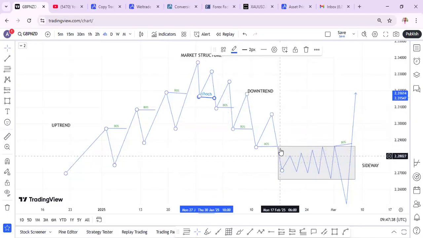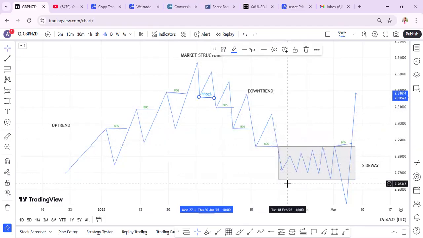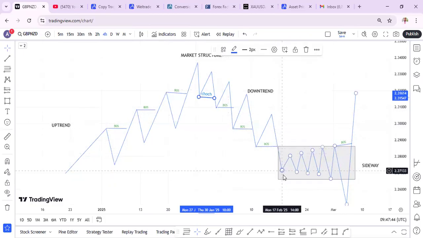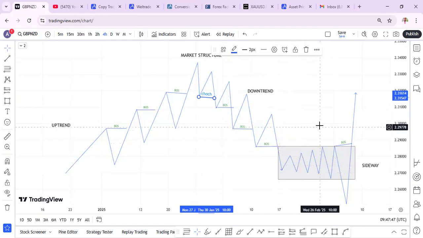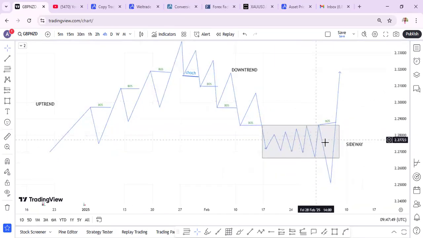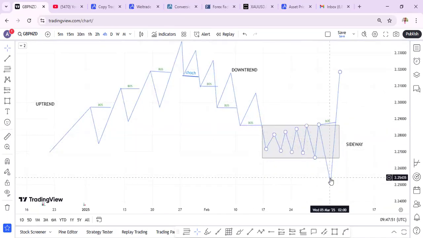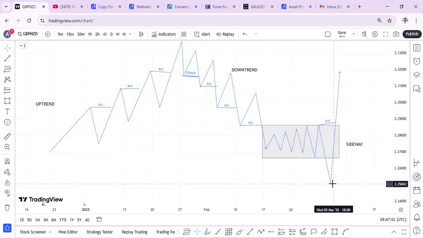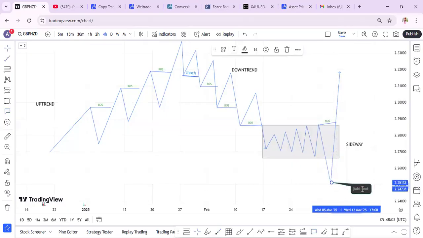Then after the market has been trending very well, we enter what we call a sideways market. This is the sideways formation, then it manipulates. So this manipulation is called liquidity. So let me label it. This manipulation now is called liquidity.